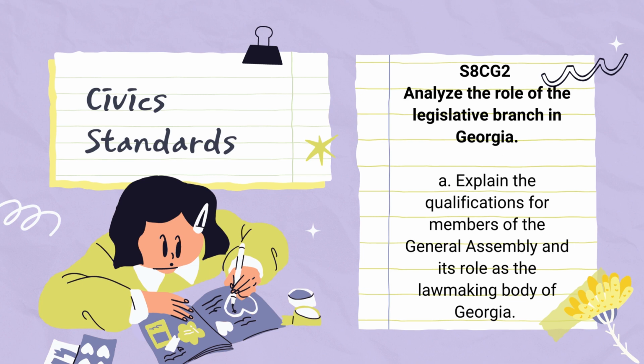But I want to talk about how we can deliberately and intentionally take something like our civic standards and mash them up with our history standards. So if we're taking one of our civic standards, in this instance, I want to look at the role of the legislative branch, specifically the qualifications for members of our Georgia lawmaking body, the General Assembly.